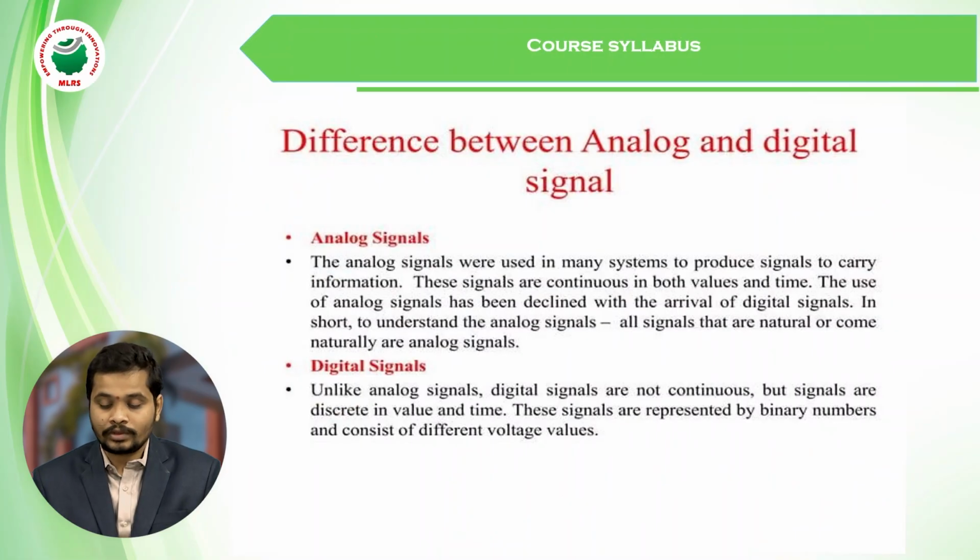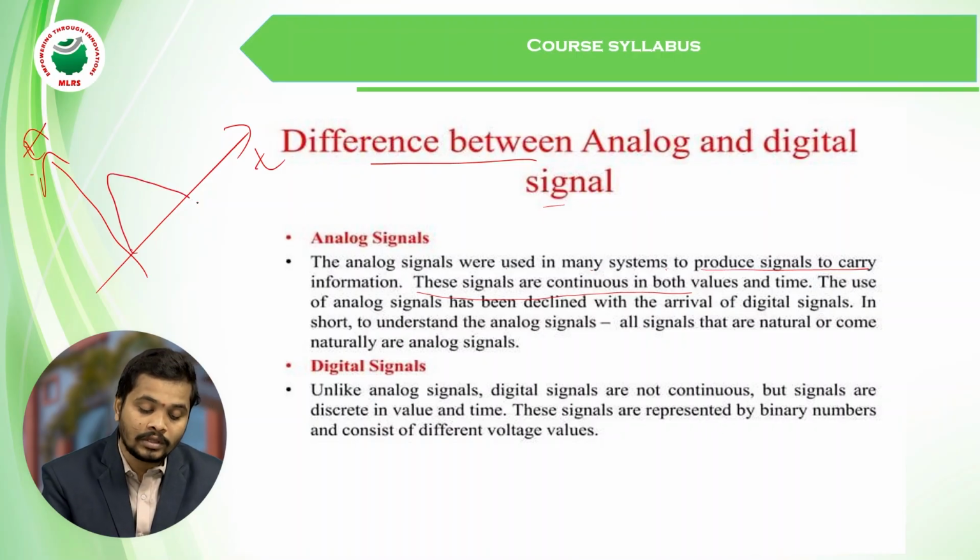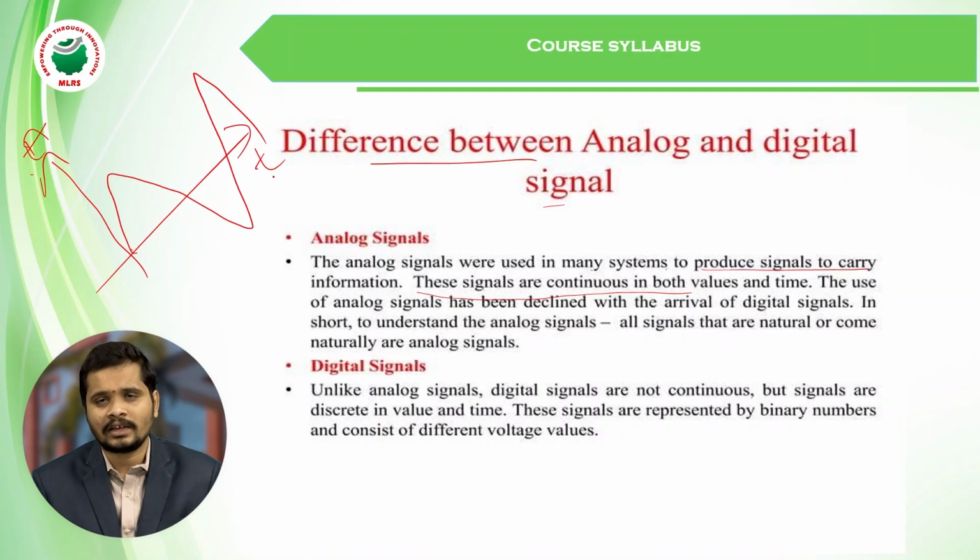Then coming to the analog signal and digital signal, what is the difference? Analog signals were used in many systems to carry information. Digital signals also carry information. These signals are continuous in both values and time. Suppose I have a signal like this, where this is amplitude and this is time. I have one triangle signal.